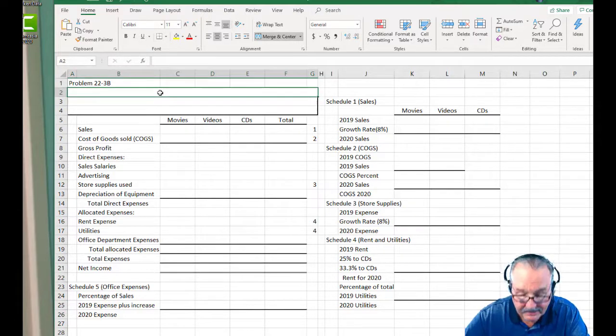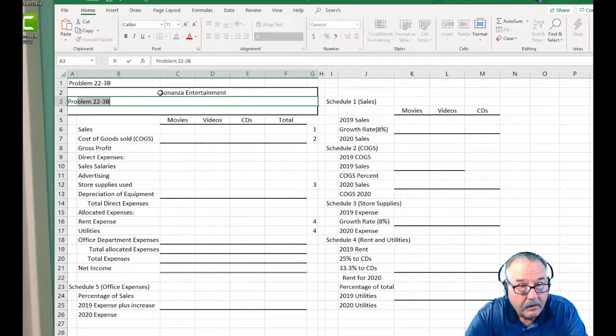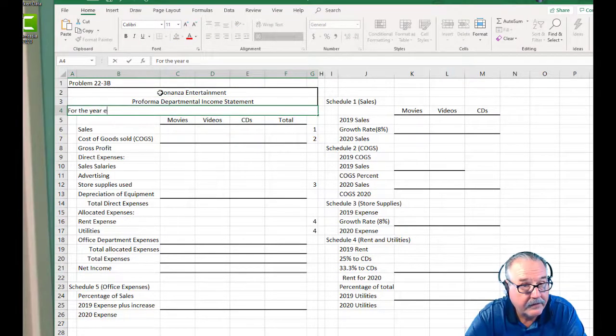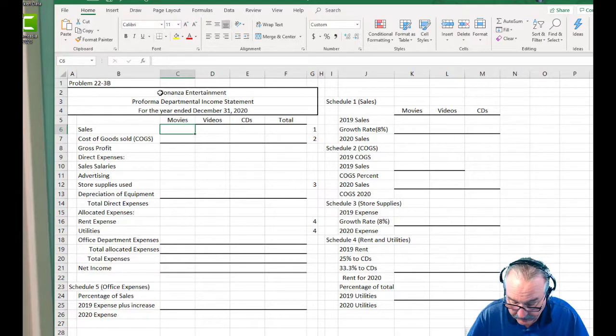This is called Bonanza Entertainment. And we'll call this a pro forma. Pro forma means looking forward. And this is for the year ended December 31, 2020. So we're looking at this happening going forward. And so I have prepared a template for doing these calculations.